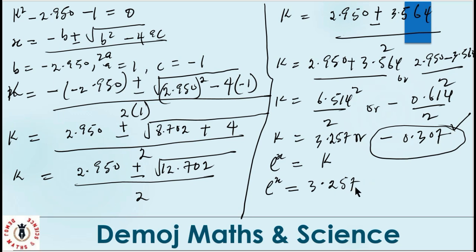This is where I'll get real numbers. So that if e raised to power x is the same thing as 3.257, then x now will be the same thing as the ln of 3.257. So that my x is equal to 1.1789 from my calculator.